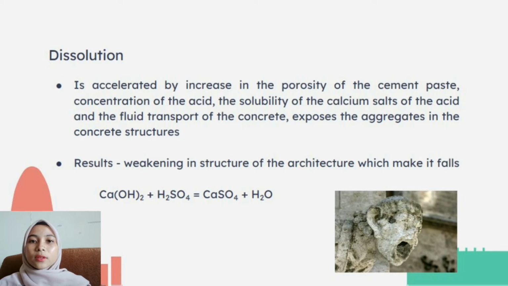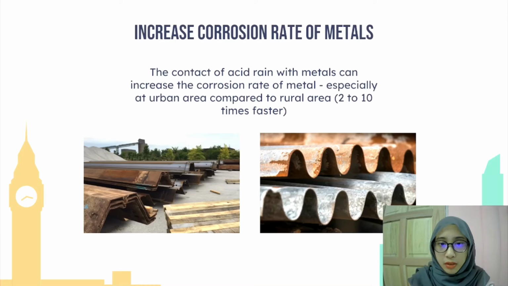Therefore, it results in weakening in the structure of the architecture, which makes it fall. The hydrogen ion in acid rain equally attacks the calcium hydroxide in the hardened cement paste and is further corroded by sulfate ion as shown in the slide.